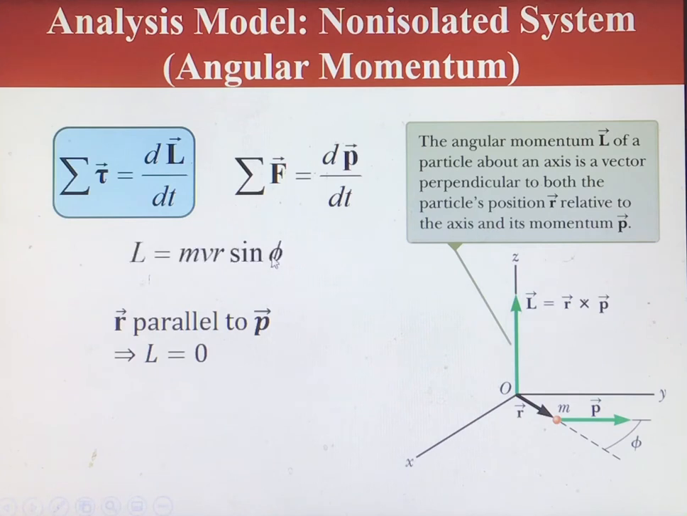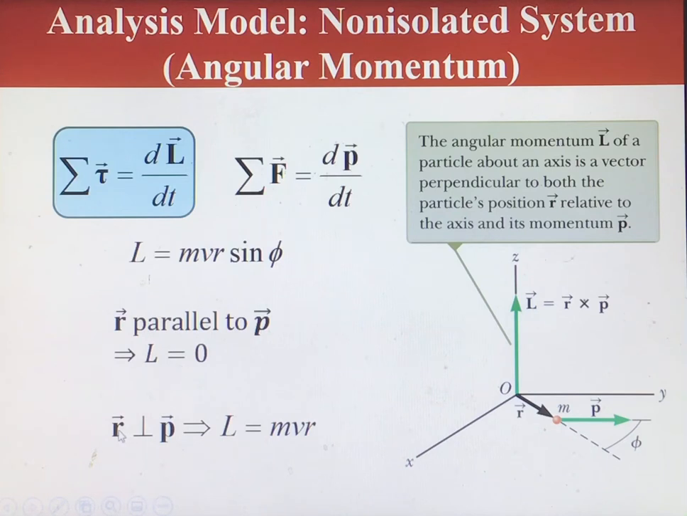Now, in this example right here, we can calculate the magnitude of the L vector. It's the magnitude of the momentum vector, which is p, times the magnitude of the displacement vector, which is just the radius, times the sine of the angle between the two vectors. Notice that when the displacement vector is parallel to the momentum vector, this angle is going to be 0, and the sine of 0 is equal to 0. So that gives me a magnitude of L that is equal to 0.